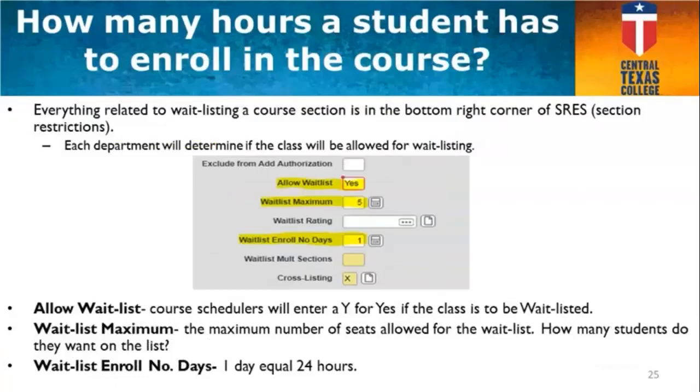How many hours does a student have to enroll in the course? We set up the parameters so that we give the sections 5 seats available on the wait list. And when the student receives their email, they have a 24-hour period to accept that seat and log into their student planning account and enroll in that class. So that 1 day equals the 24-hour period from the time that they receive their email.